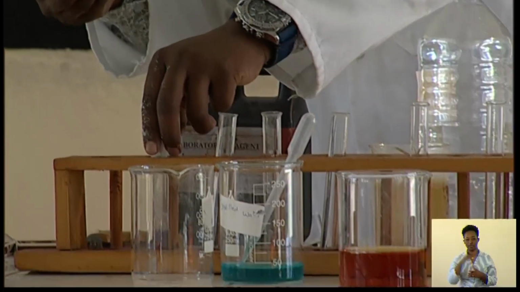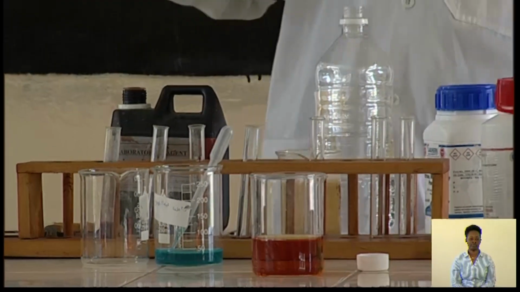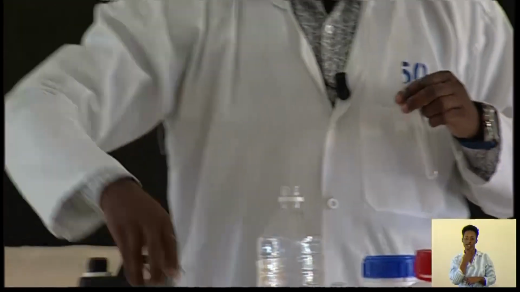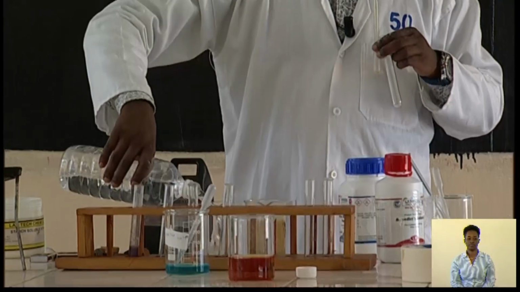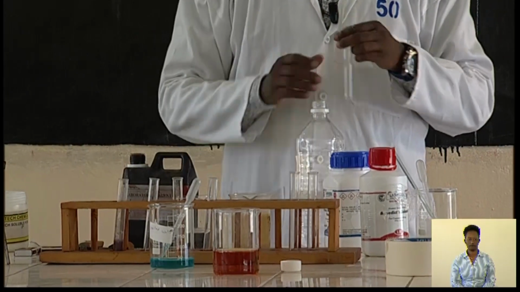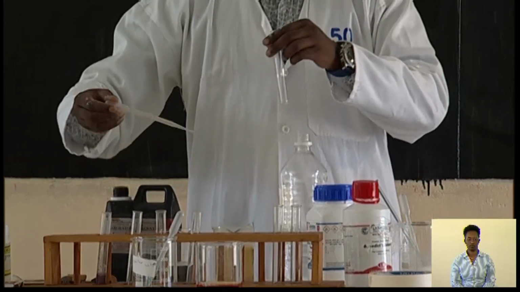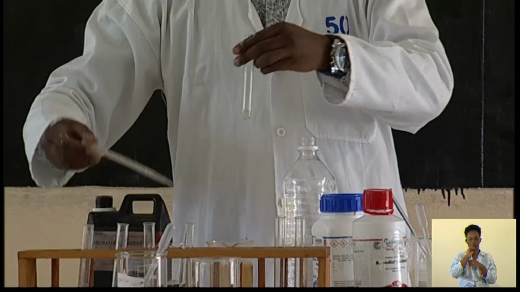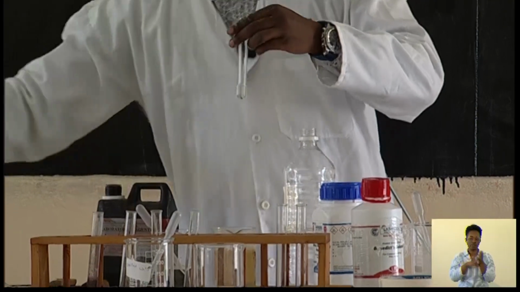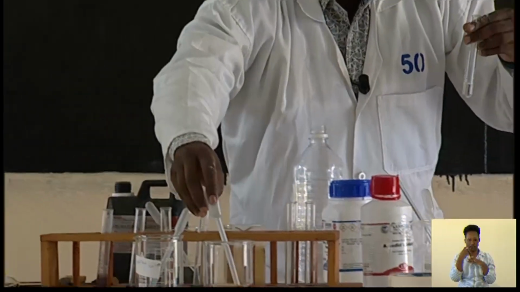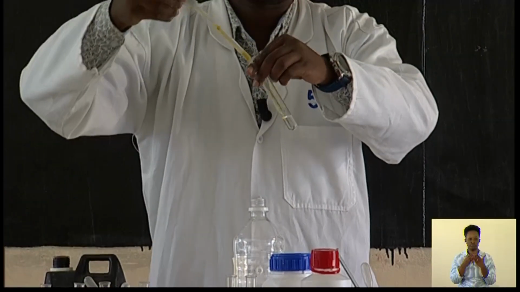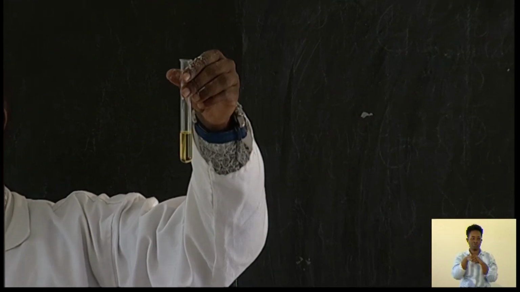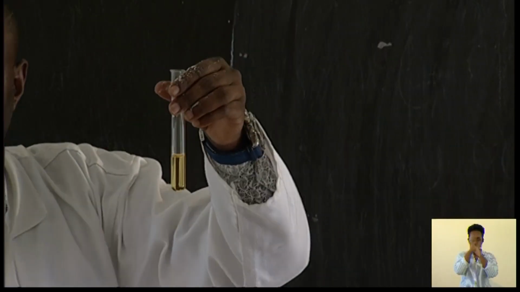But if I get another test tube and add distilled water, then add the iodine solution, we are going to use it as a control experiment. Then I add the iodine solution. You can check. The brown color of iodine solution persists. So it means that in the distilled water there is absence of starch.